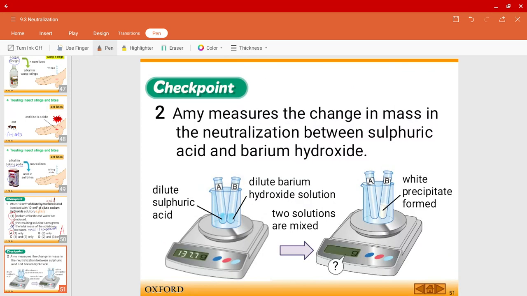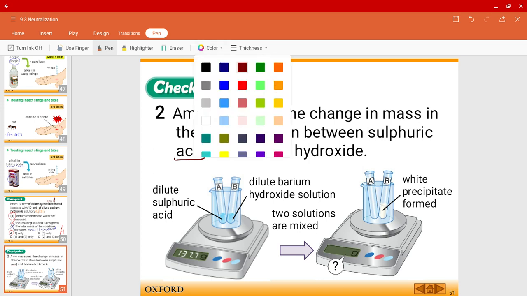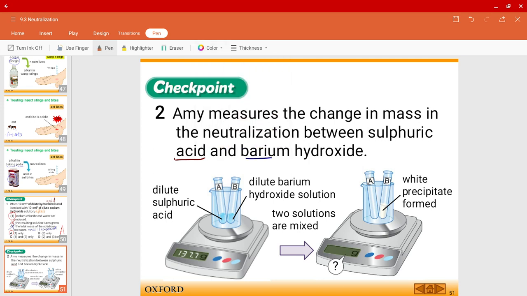Alright, let's see question 2. Amy measures the change in mass in the neutralization between sulfuric acid, so this is the acid over here, and barium hydroxide. So in this case, this is the alkali. Alright, so let's look at the diagram.